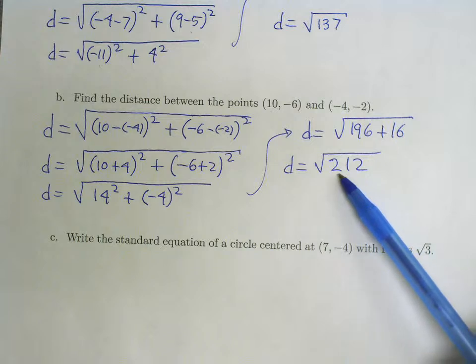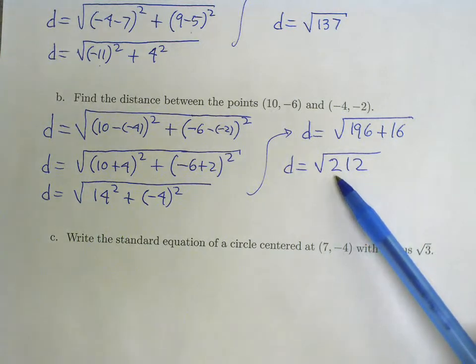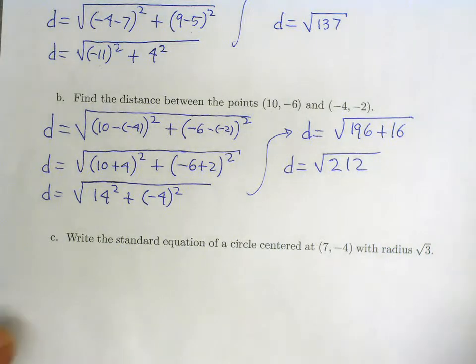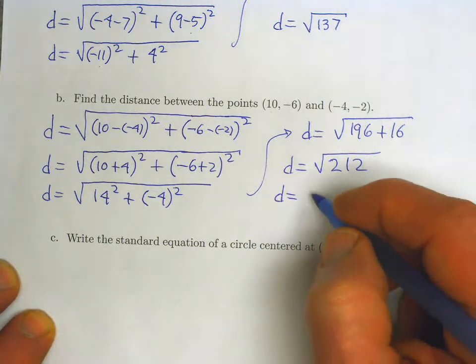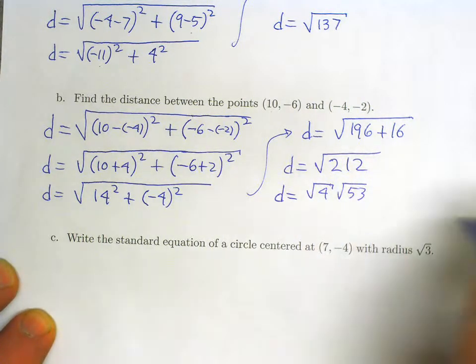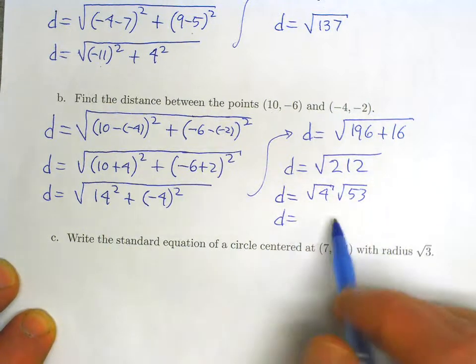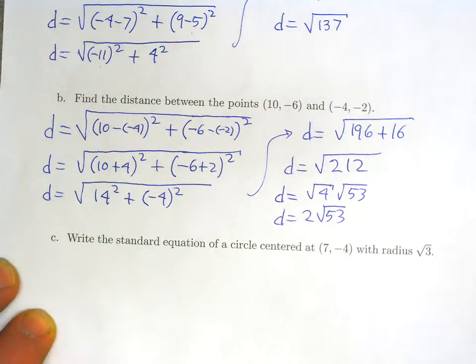4 is a factor of 212. 4 times 53 is 212, so this can be written as the distance equals the square root of 4 times the square root of 53. And then the square root of 4 is 2, so 2 times the square root of 53.